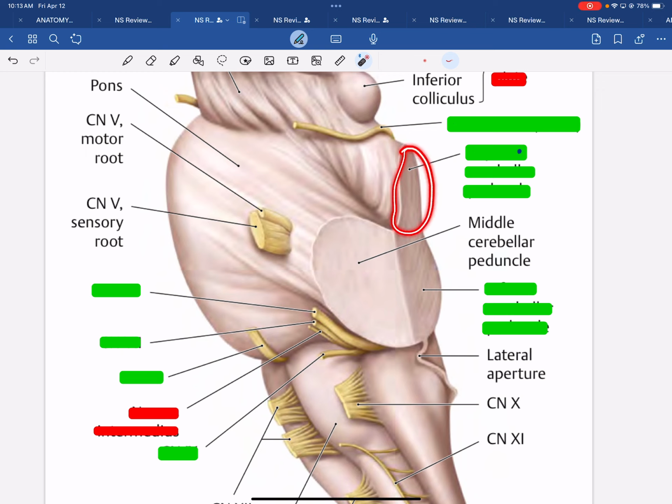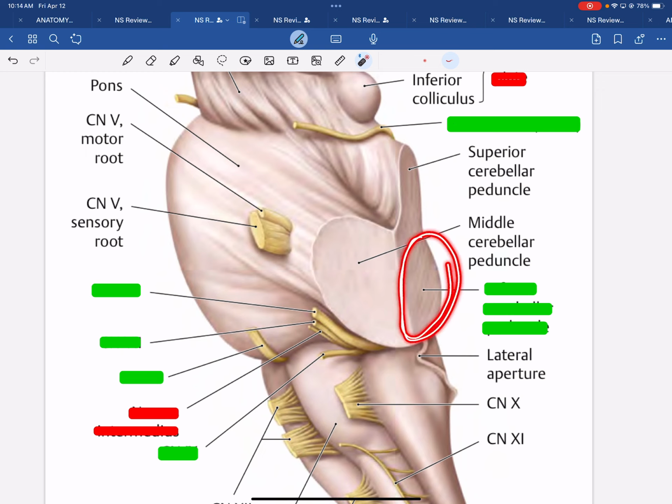Which one is this? Superior cerebellar peduncle. Good, the superior cerebellar peduncle. How many peduncles do we have? Three, and then one cerebrum. Yeah, three cerebellar, one cerebral. So there are three for the cerebellum and one for the cerebrum. Which one is this? That must be inferior. Good, the inferior cerebellar peduncle. I never thought of it connecting that way, but it looks like that on the lateral view. Yep, that's what it looks like.